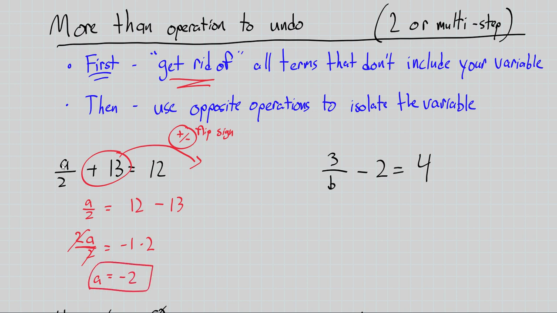If I check back in the original thing, a over 2 plus 13 is equal to 12. Negative 2 over 2, that's negative 1. I add that to 13. Yeah, that's 12.